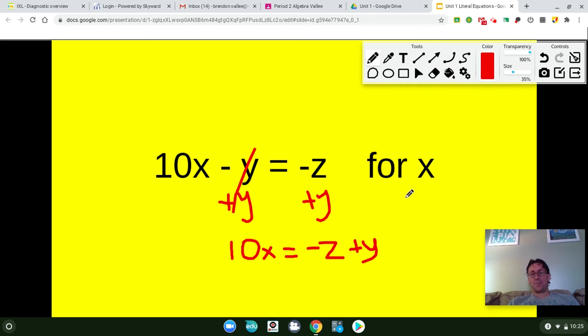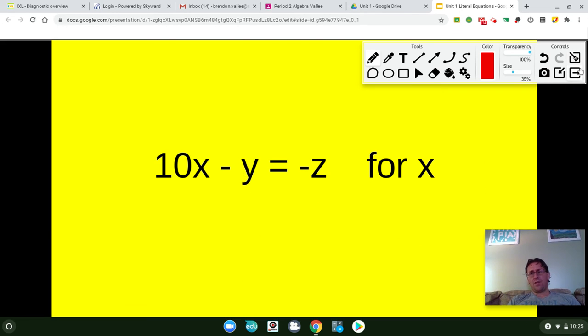Now your answer is going to be x equals, because it says solve for x, so you're going to divide by 10 to both sides. So I divide by 10, divide by 10. And again, you could have negative z over 10 plus y over 10. Or this is fine right here: negative z plus y all over 10. That's okay too. So as you can tell, all of these are different.